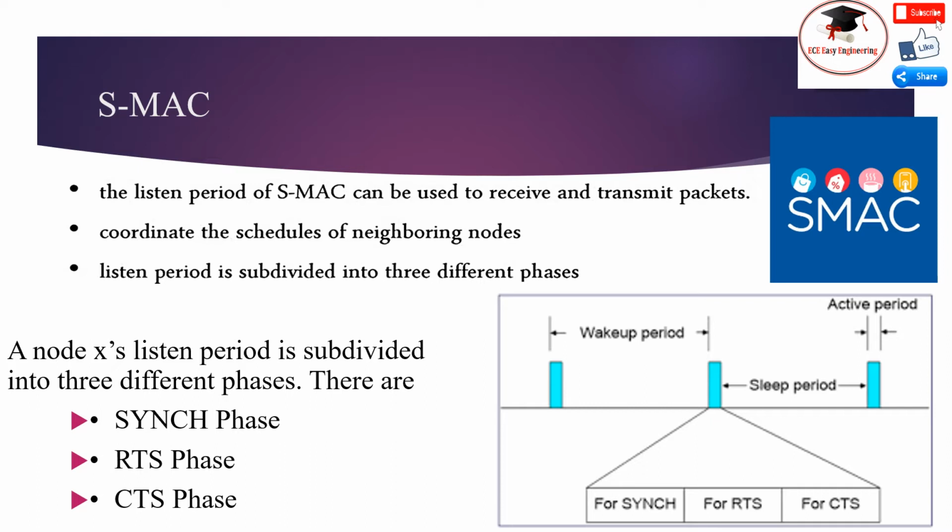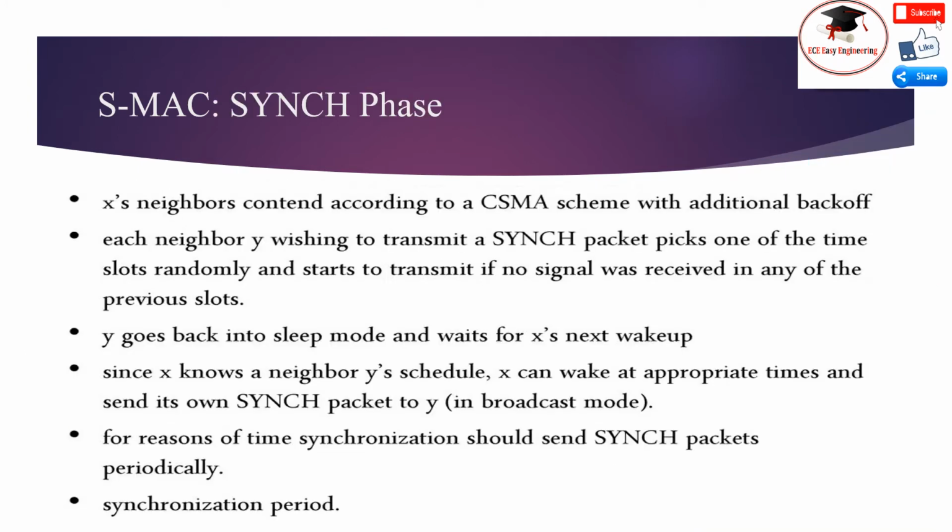A node X's listen period is subdivided into three phases. They are the SYNC phase, RTS phase, and CTS phase. The first phase is the SYNC phase. Node X accepts sync packets from its neighbors. In these packets, the neighbors describe their own schedule and X stores their schedule in a table. This is called a schedule table.